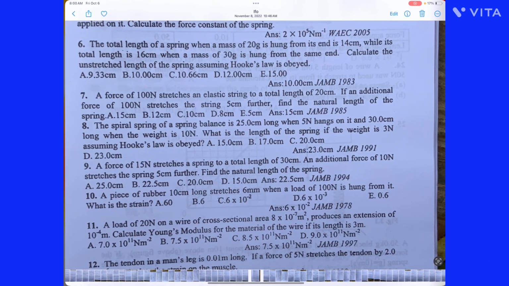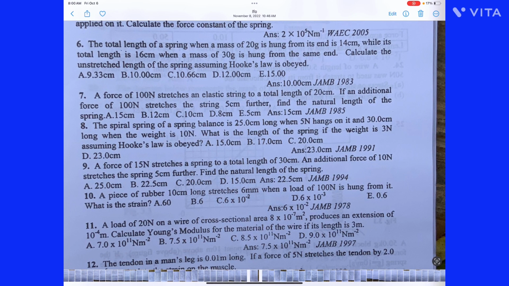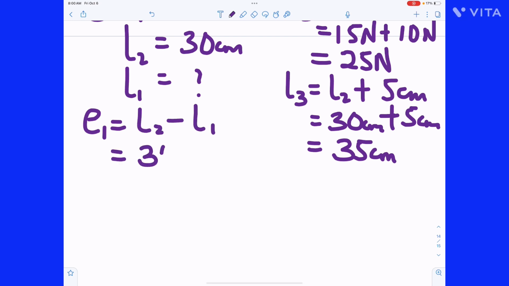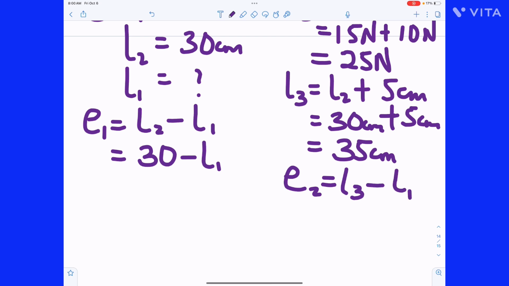The question now says, find the natural length of the spring. Okay, that's simple. We did that in previous cases. The extension produced in this case is going to be final length minus original length. That's 30 minus L1, which I don't know. In this case, the second extension produced will be final length minus original length. So that's L3 minus L1, which is 35 minus L1.